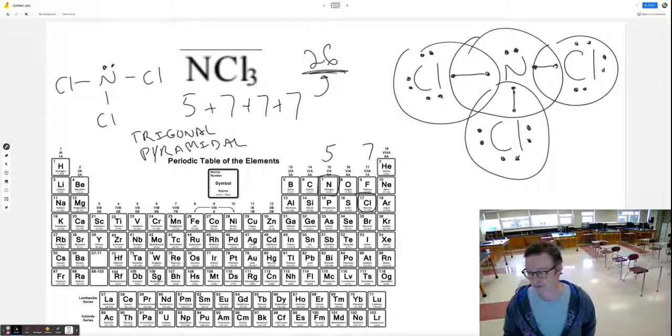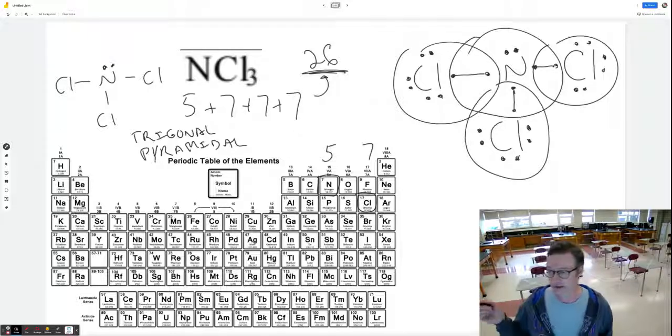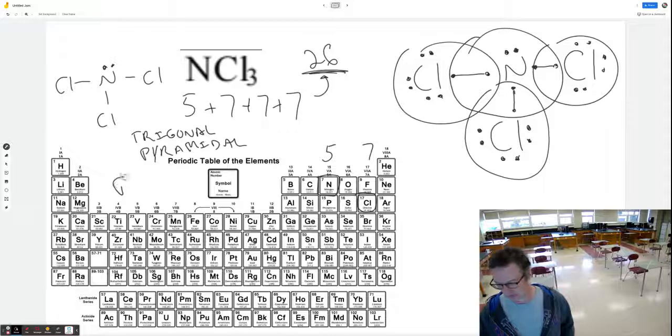All right, first question for polarity. Are the terminal atoms all the same? Yes, they're all chlorine. Second question, are there lone pairs on the center atom? Yes, there are. It's polar.